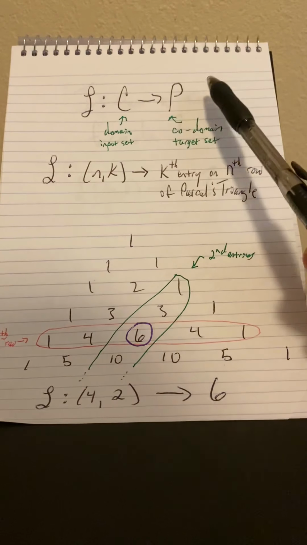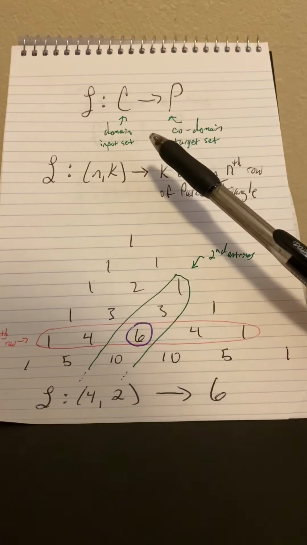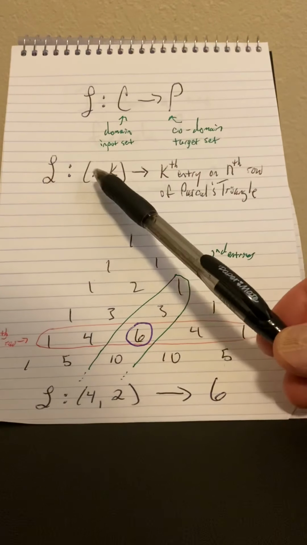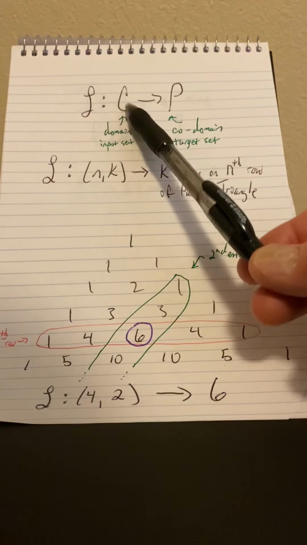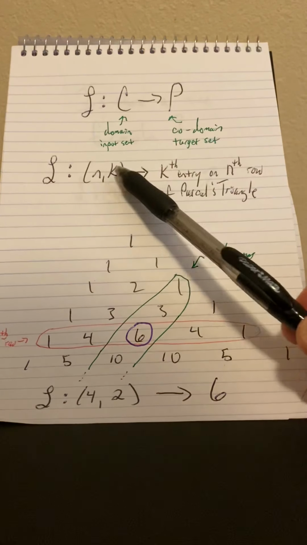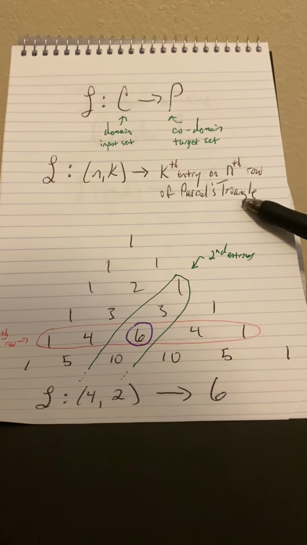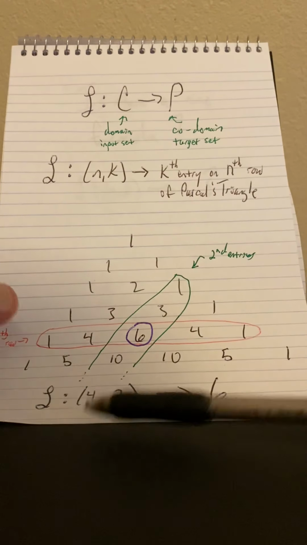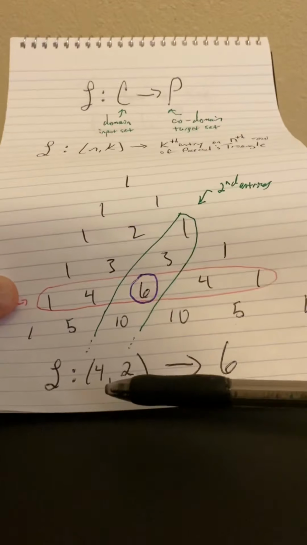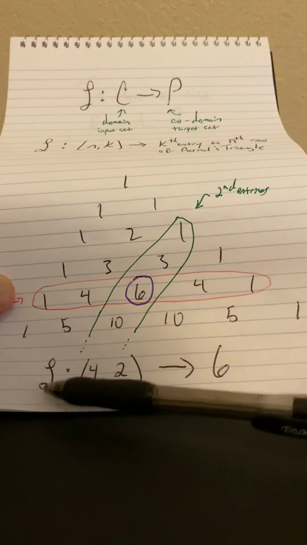In this example, the codomain is the range, but we can talk about that in some later video. Now, the way we pick up C, remember C was ordered pairs of whole numbers, and we're going to map that ordered pair of whole numbers to the kth entry on the nth row of Pascal's triangle.